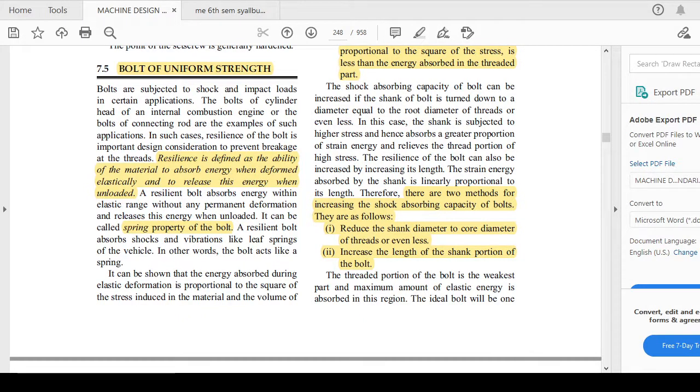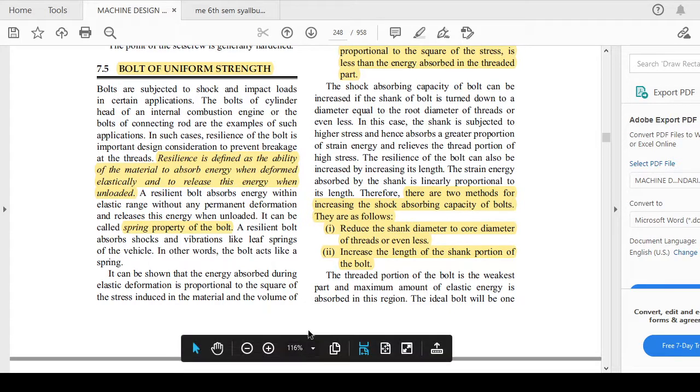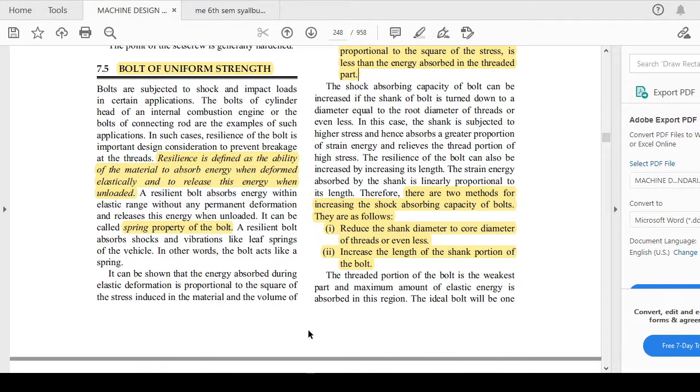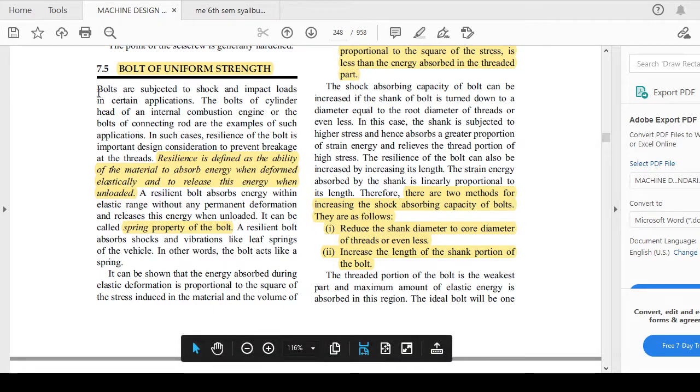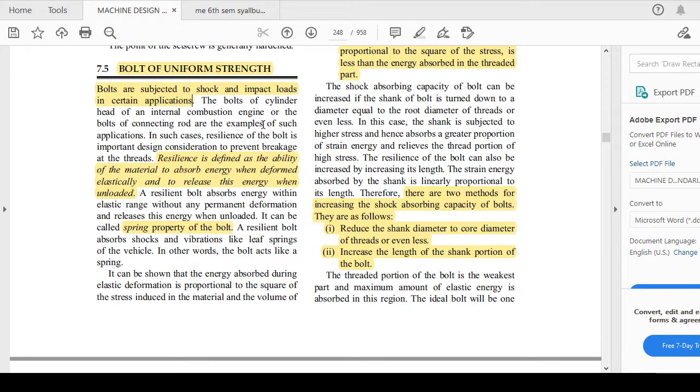In the last session we discussed the designing of shafts. Today we are going to discuss bolt design under variable stresses, where first we have to understand the bolt of uniform strength, how it looks, and what the different properties of these bolts are. Bolts are subjected to shock and impact loads in certain applications. The bolts of cylinder heads of an IC engine or the bolts of a connecting rod are examples of such applications, meaning they encounter shock and impact load. In such applications, resilience of bolts is an important criterion.